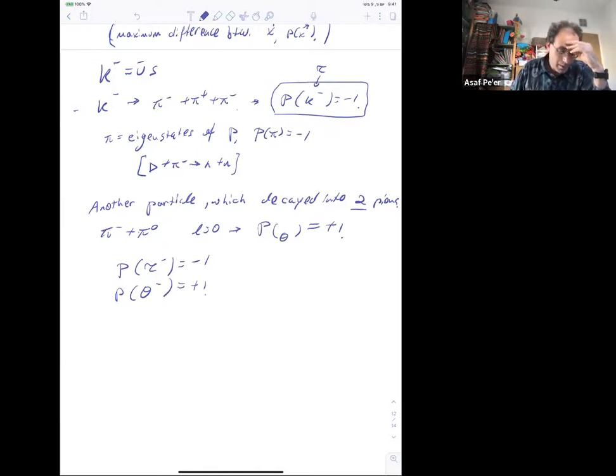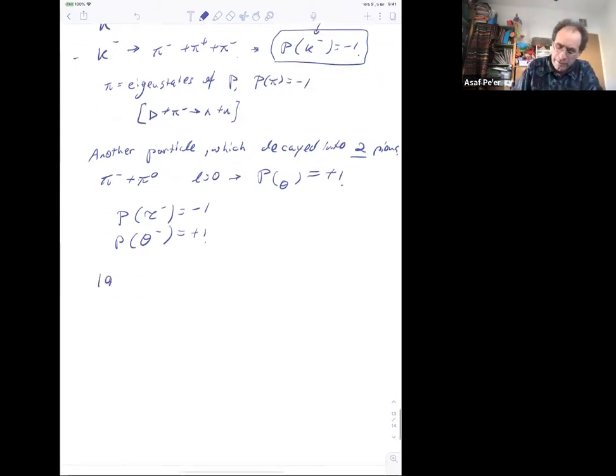All right. And then in 1956, I think I mentioned that Lee and Yang, or Yang and Lee, proposed that the weak interaction, which is responsible for both decays, may not conserve parity. They came up with the idea that the weak interaction is not conserving parity.